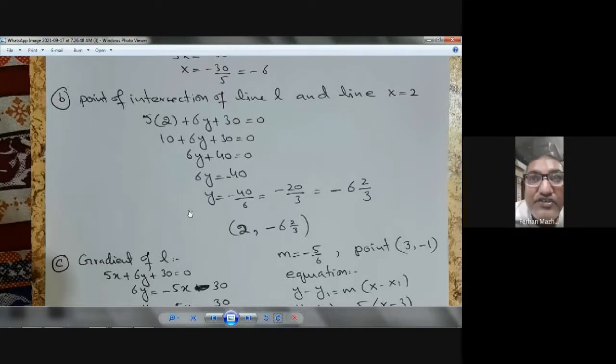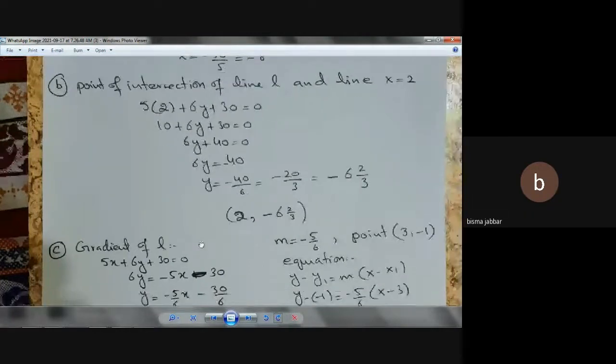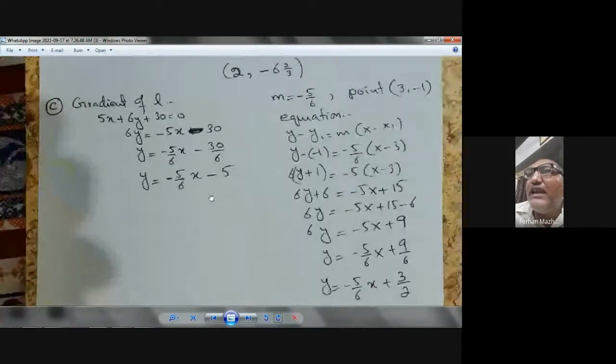A little bit tricky part. This part is a little tricky. So that was question number 13 and its B part. Do you understand? Yes, sir. Okay, so the next part.